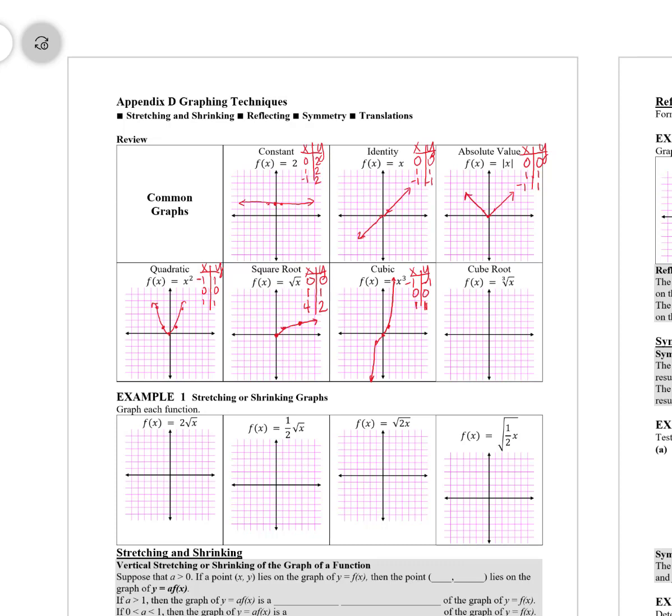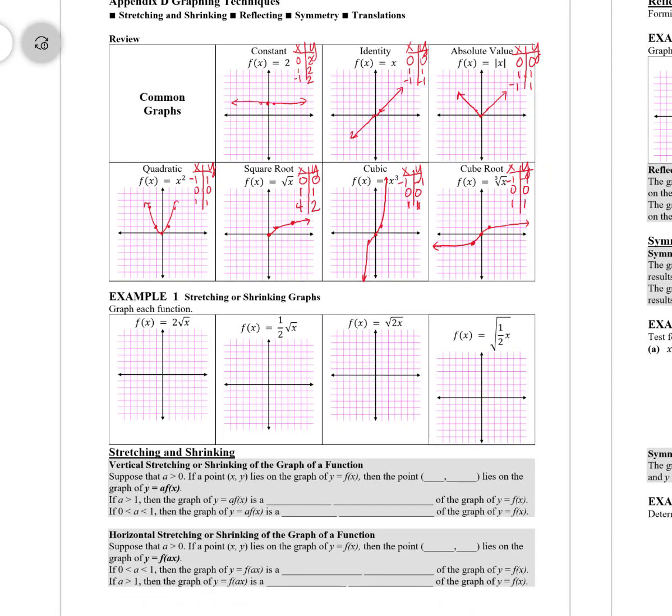The cube root function, well, we could just switch our x and y values of the cubic function to get this, but if I plug in negative 1, 0, and 1 for x, we're going to get the same values for y, because the cube root of negative 1 is negative 1, cube root of 0 is 0, and cube root of 1 is 1. So this, again, looks like it's going to be a straight line. However, if we plugged in 8 for x, do you see how the cube root of 8 is 2? So that's going to be way out there. So that's the cube root function.